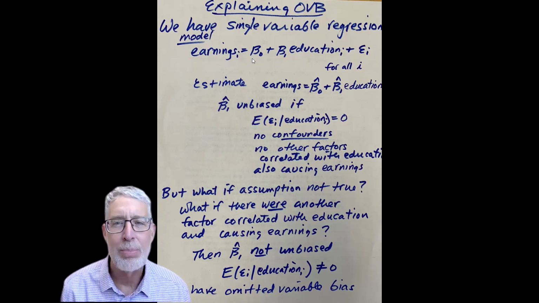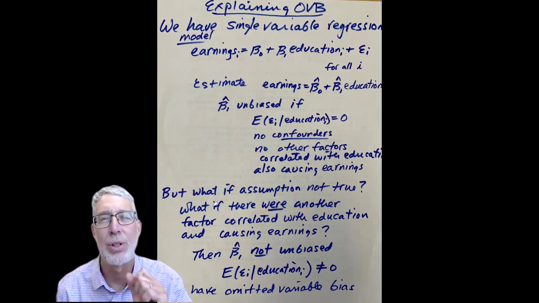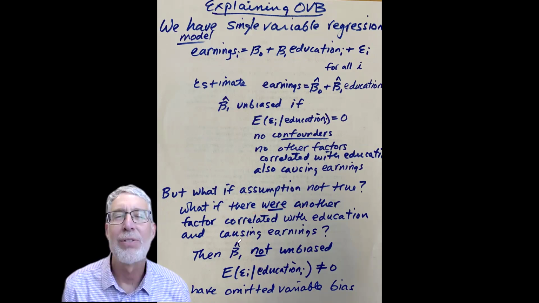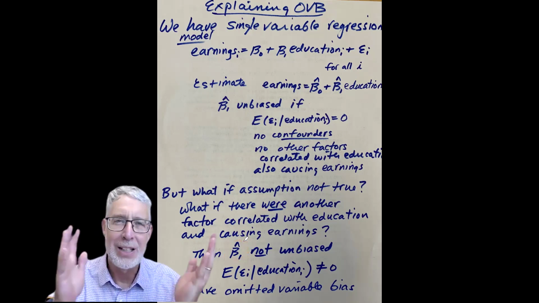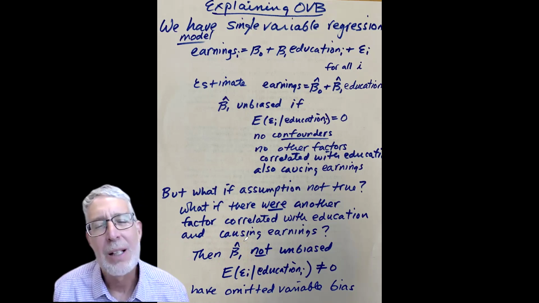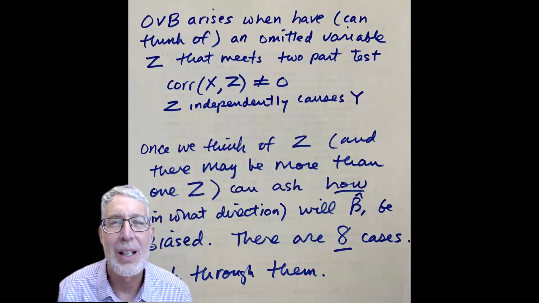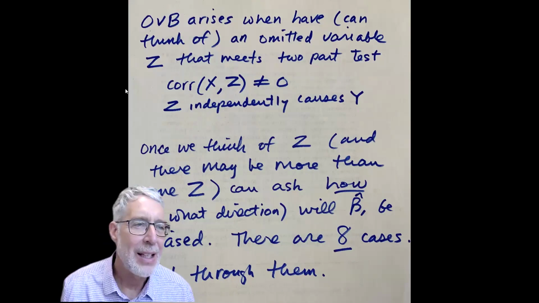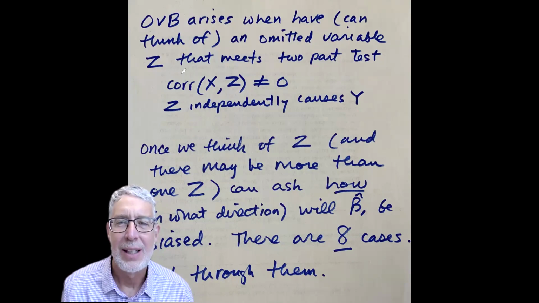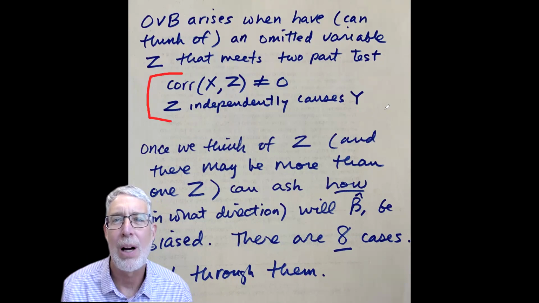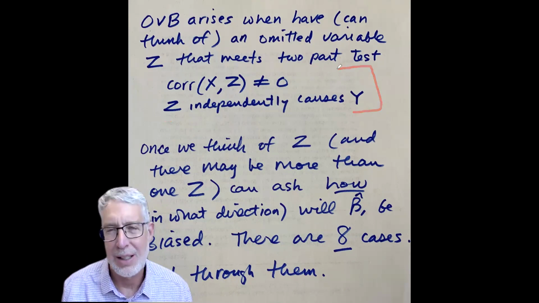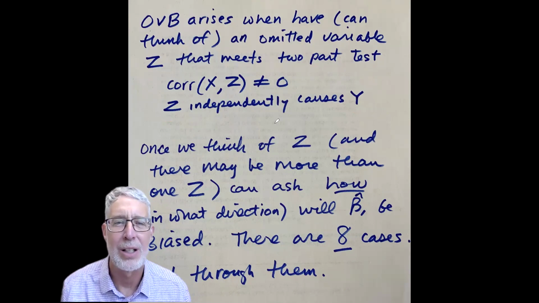But of course, if they were present, if there were another factor that was correlated with education and also determined the outcome, then our estimated coefficient would be biased on average. Beta 1 hat would not be unbiased. Instead, it would be biased. So to think about that, we need to think about an omitted variable, a z variable that is correlated with the x variable, with the education variable, and that independently causes the outcome variable y. So that's our two-part test. Is there a z variable that's correlated with the x variable, and does it independently cause the y variable?